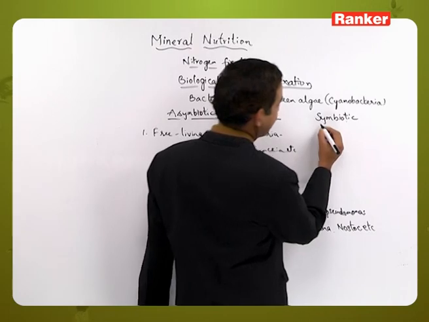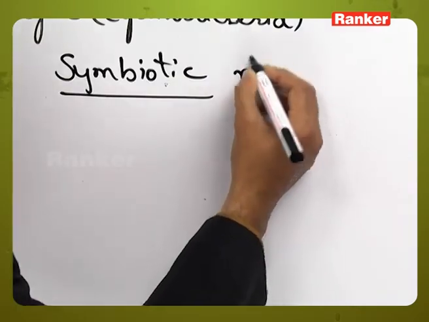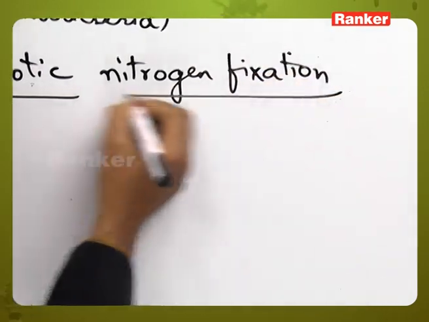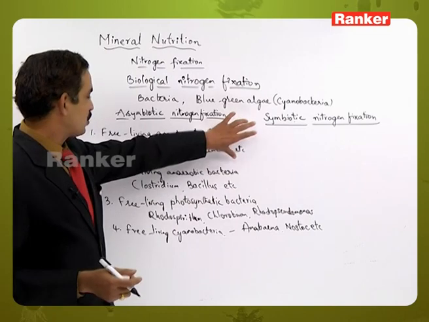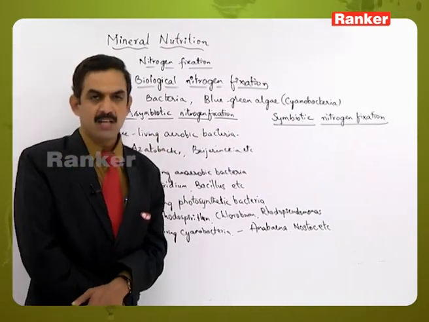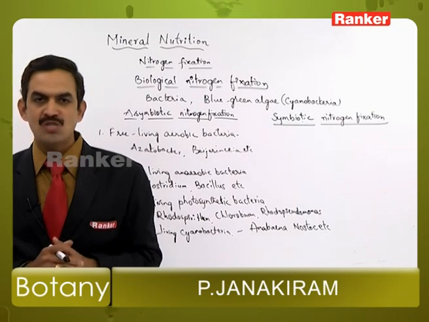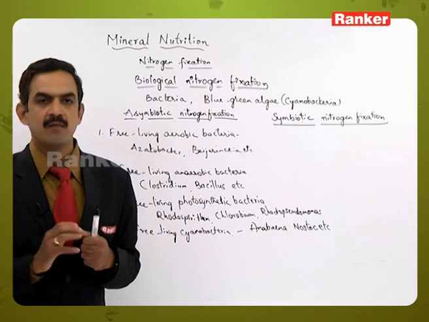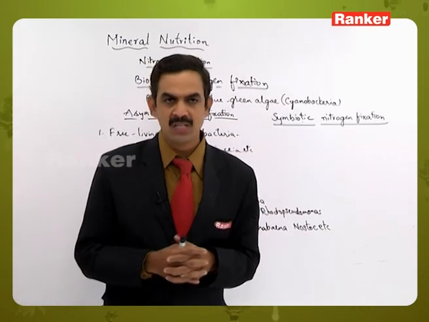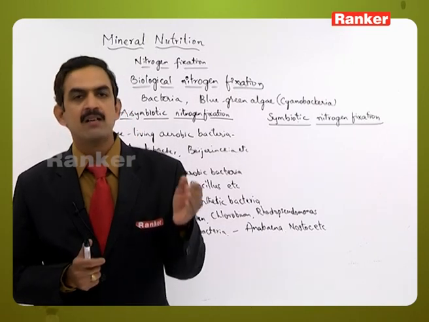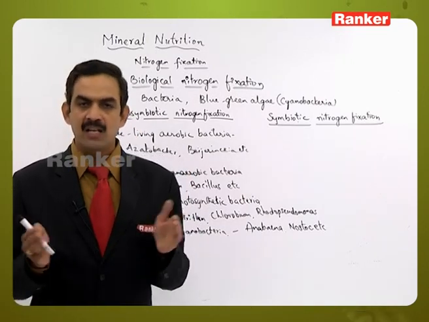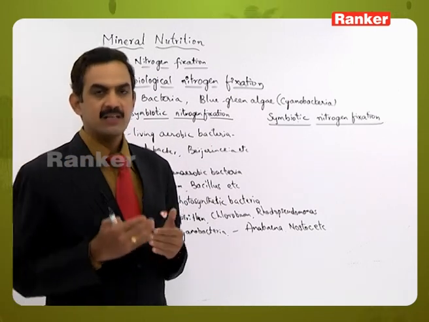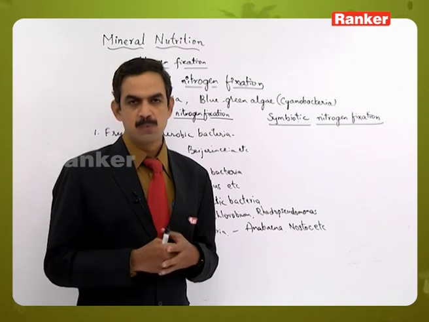Then let us come to some of the examples of symbiotic nitrogen fixers or symbiotic nitrogen fixation. So here, what is the difference between these two? Here in the asymbiotic nitrogen fixation, the nitrogen fixer is not associated with the host organism, but it is present in the soil freely. But here in the symbiotic nitrogen fixation, the nitrogen fixer will get associated with the host, and both of them are showing mutual beneficial association. In that process, they start fixing the nitrogen which is present in the atmosphere.